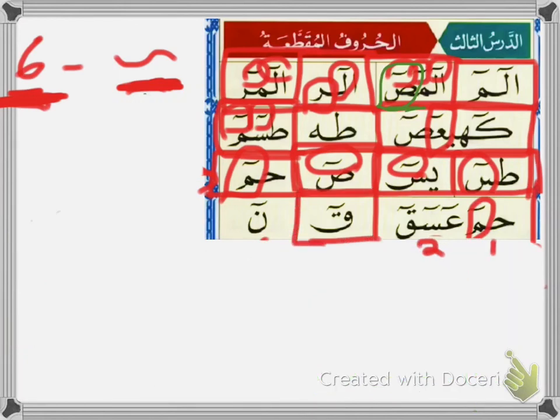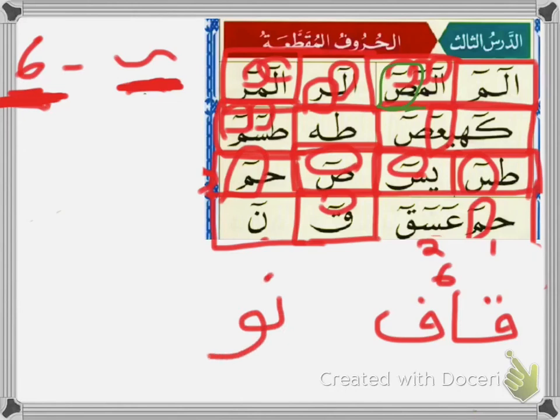Next is this one, Qaf with a mad. This is how we write the Qaf. Because this sign means that we're going to do the length of the mad 6. So we say Qaf, Qaf. Qaf is harf mufakham, so we have to make sure we pronounce it with a strong sound. We say Qaf.